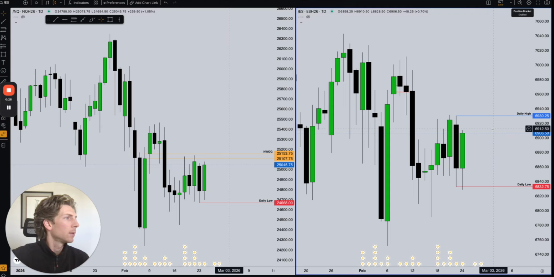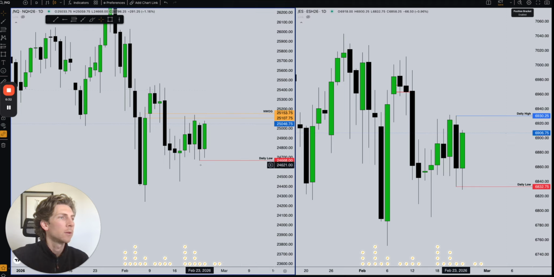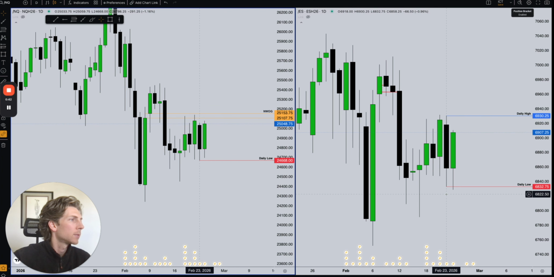ES is over on the right, NQ on the left, and you can see this is the daily chart. This daily low here from yesterday on Monday, this daily low from yesterday on Monday on ES. Notice how today ES sweeps the low. What happens over here on NQ? It doesn't quite reach it. So what does that mean?